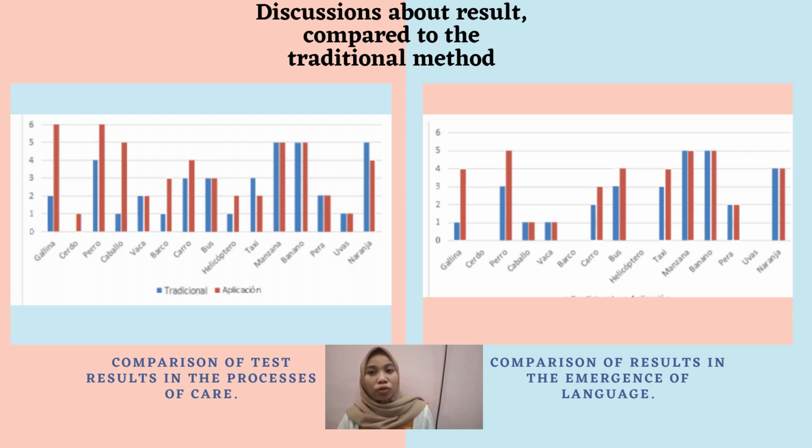increase between the 2 methods. Okay, for the diagram comparison of test results in the process of care, we can see in the animals category an increase of 37%, while the transportation category increases 10%. And for the diagram of comparison of results in the emergence of language, we can see in the animals category an increase of 17%, and then the transportation category increases 10%.